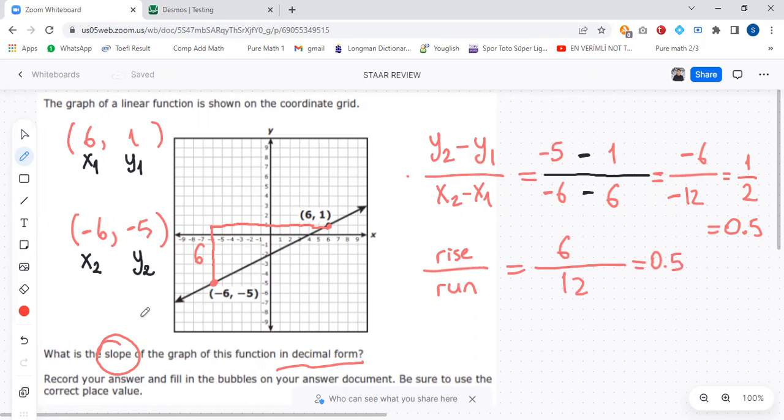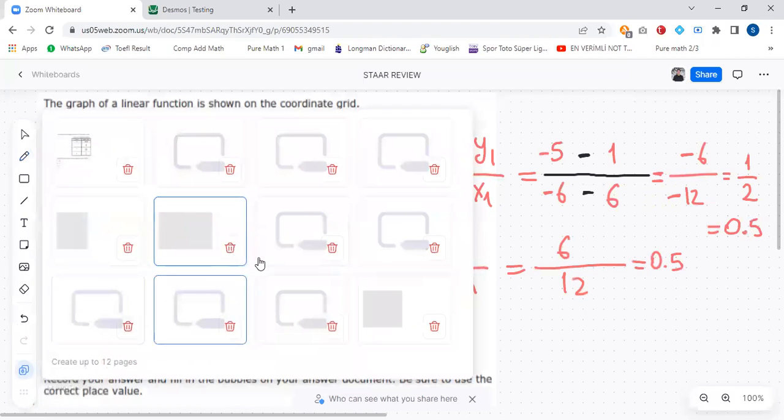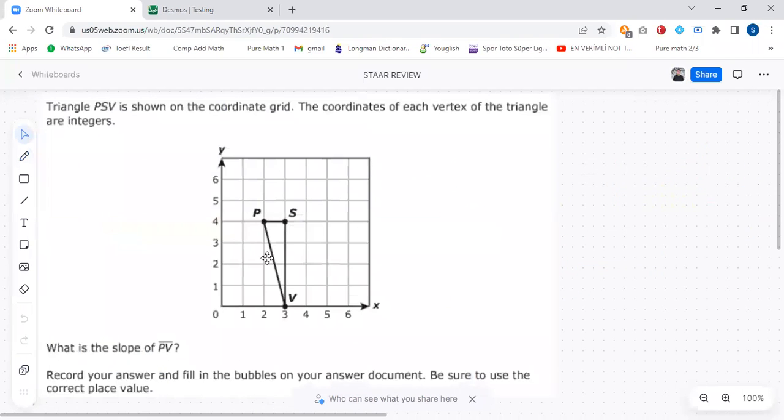All right, guys. So let's go to the next question. Triangle PCV is shown on the coordinate grid. The coordinates of each vertex of the triangle are integers. So what is the slope of PV?